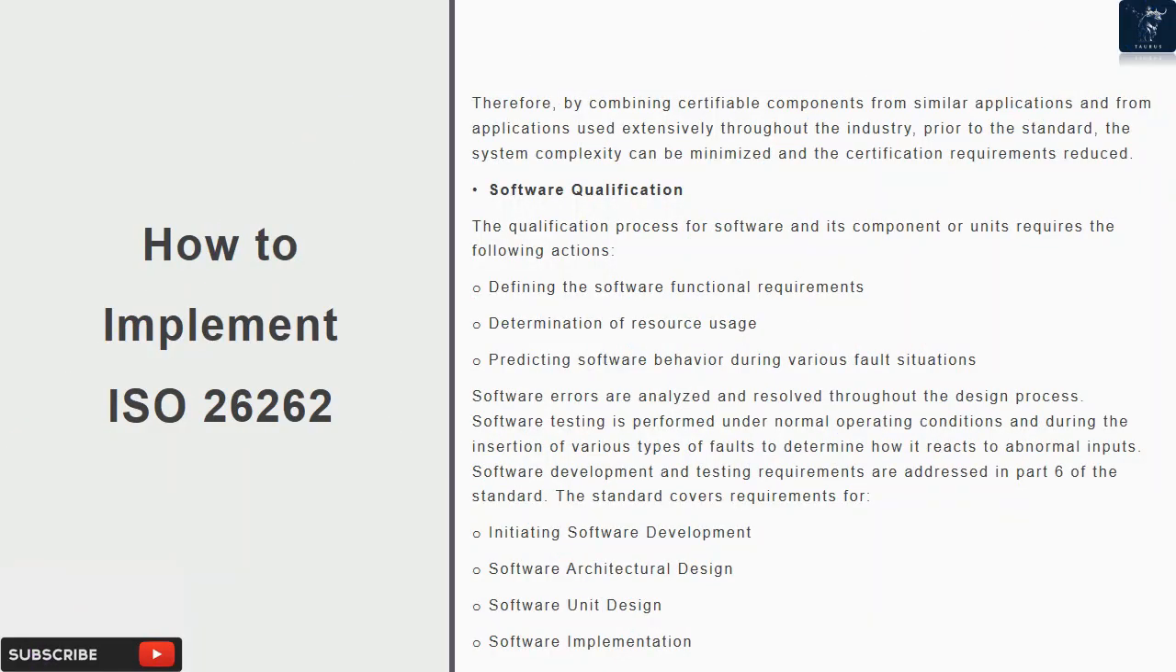Therefore, by combining certifiable components from similar applications and from applications used extensively throughout the industry, prior to the standard, the system complexity can be minimized and the certification requirements reduced.